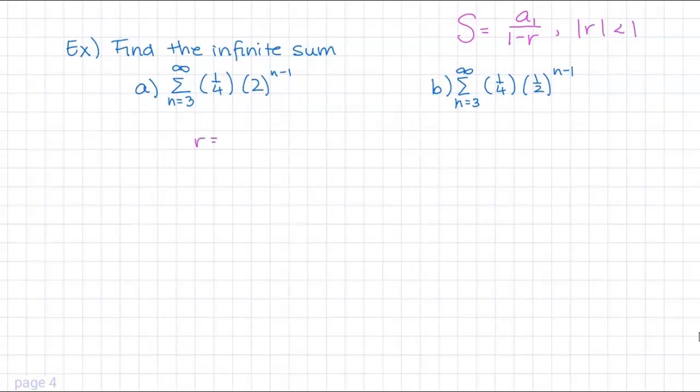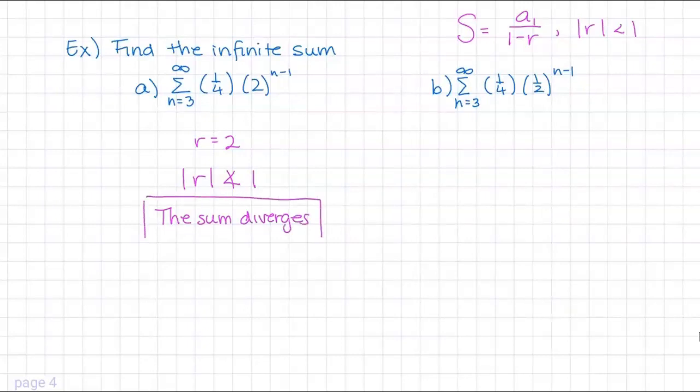In part A, r is 2. The absolute value of r is not less than 1. So you can't use the formula, and the sum diverges. The sum doesn't exist. And you're done. Like literally, that's it. Yay!